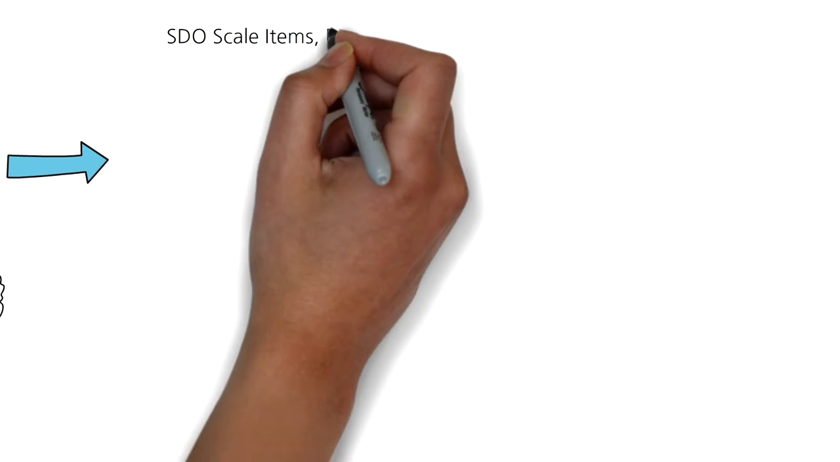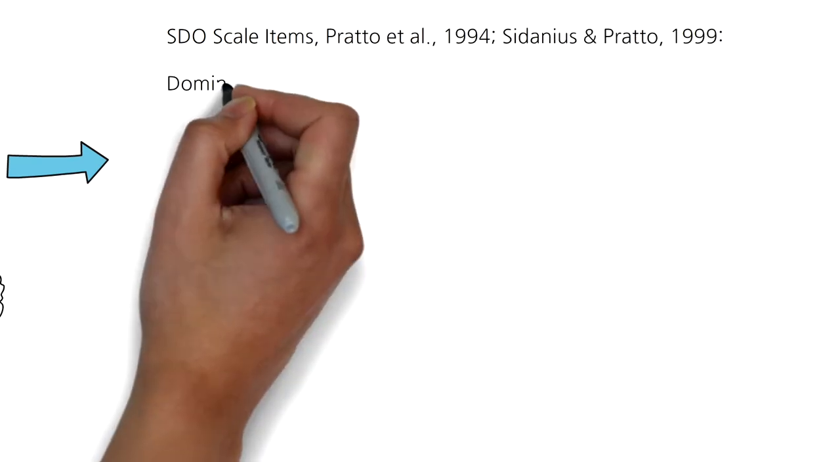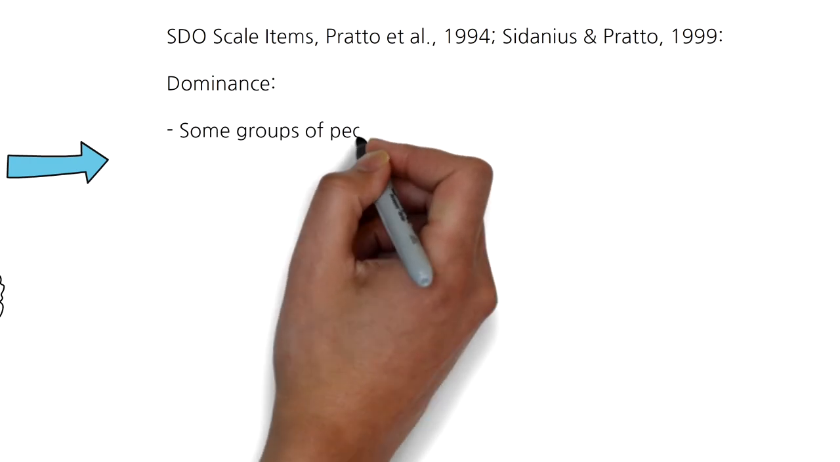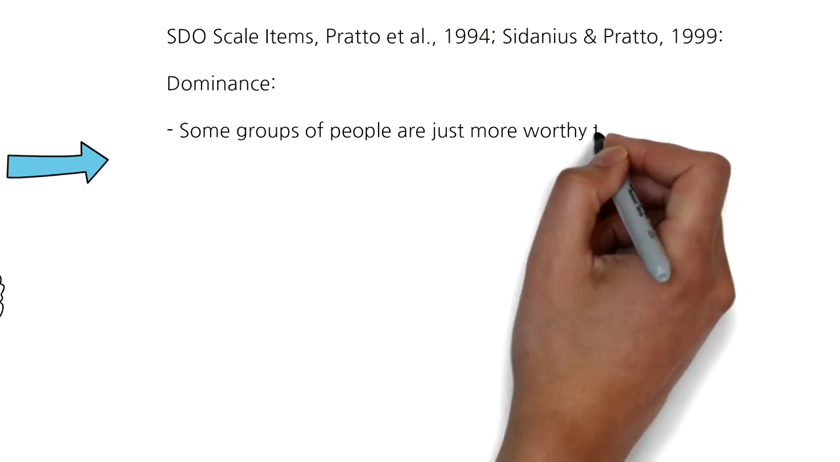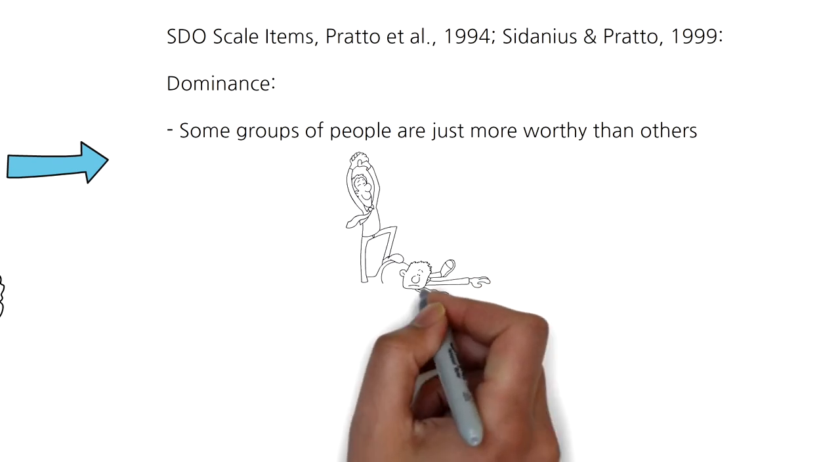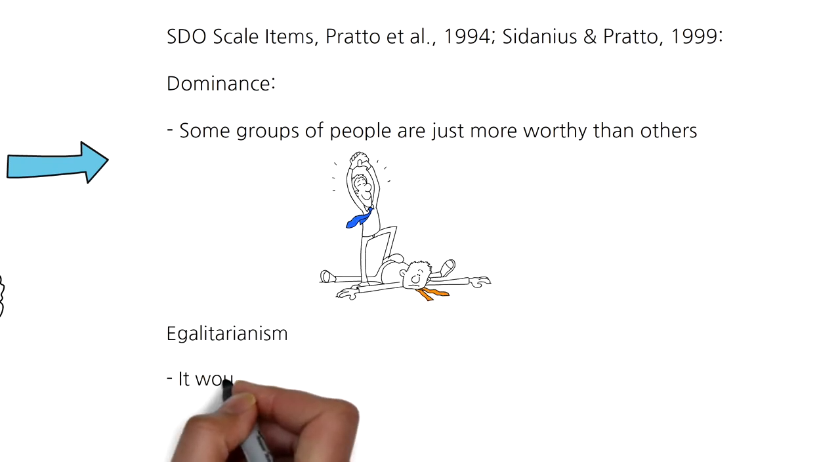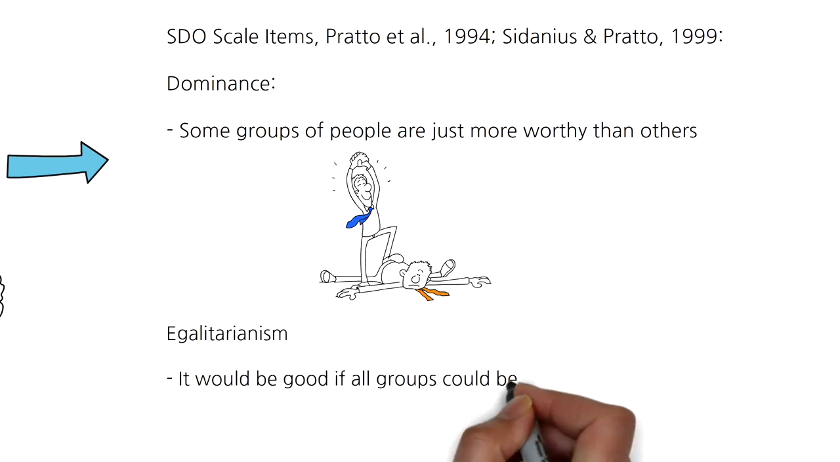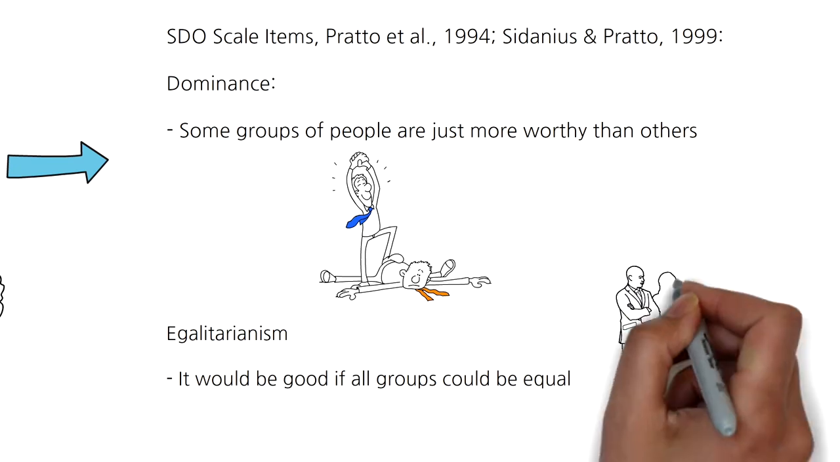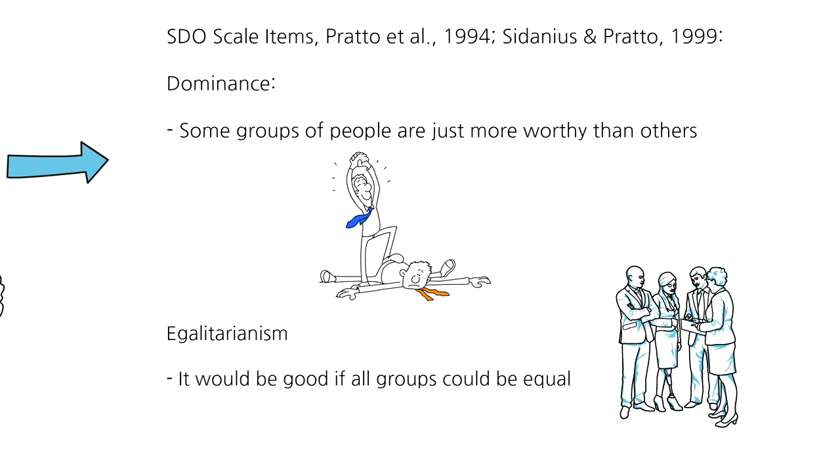So Pratto et al. in 1994, and then also Sidanius and Pratto in 1999, developed the SDO scale. This was broken into two components, dominance and egalitarianism. An example item that would be on the scale for dominance would be "some groups of people are just more worthy than others." And an example item on the egalitarianism scale would be "it would be good if all groups could be equal."